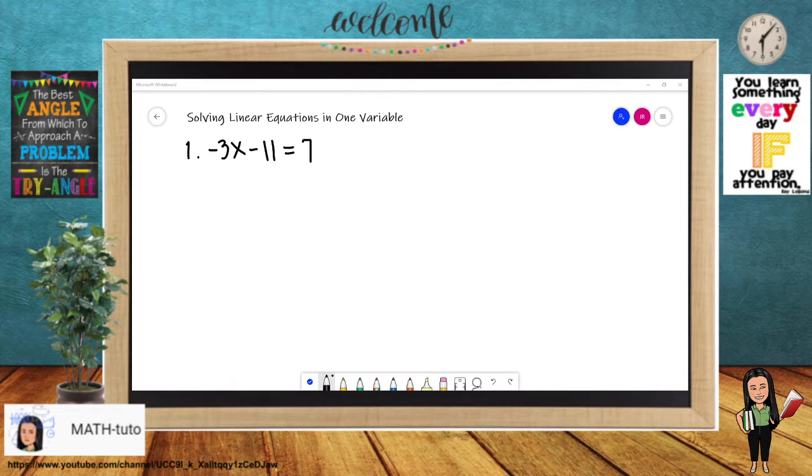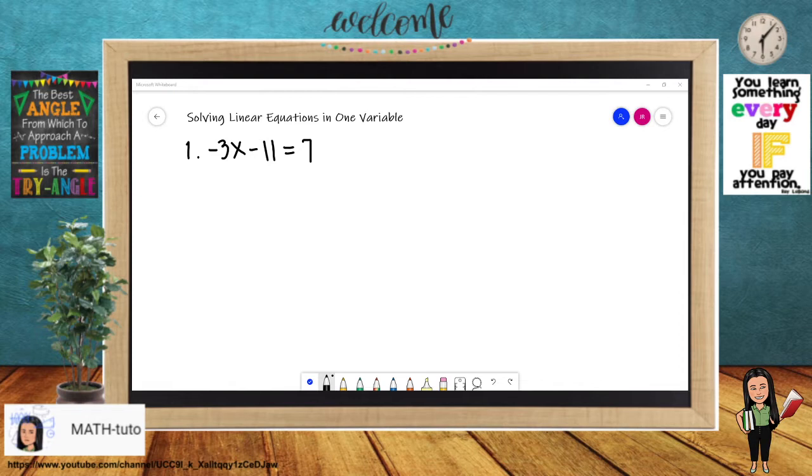Let's try to solve this example. Negative 3x minus 11 is equal to 7. As you can see here, there are no like terms that can be combined any further in each side of the equation. So we now apply the addition property of equality so that the variable will be on one side and the constant term will be on the other side.